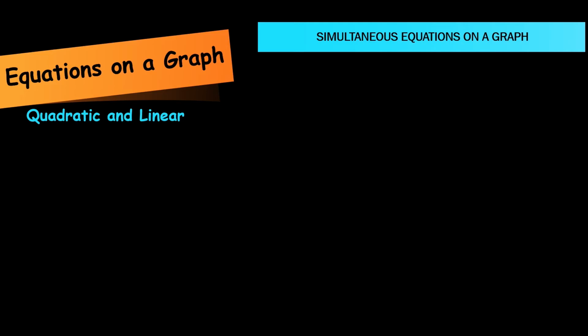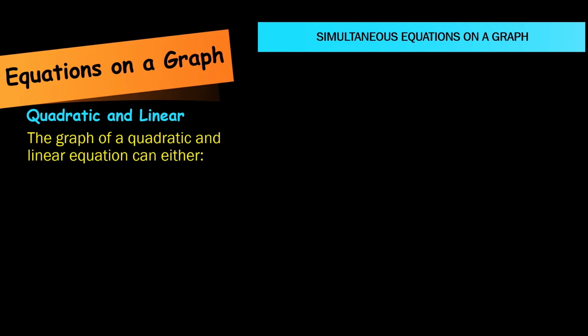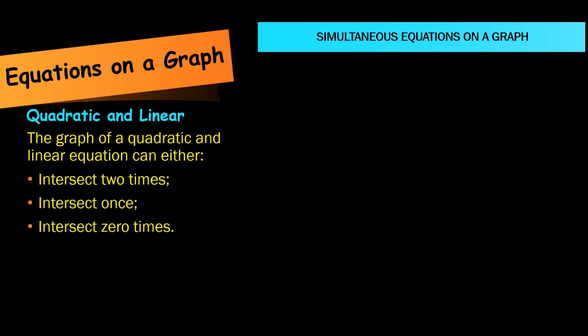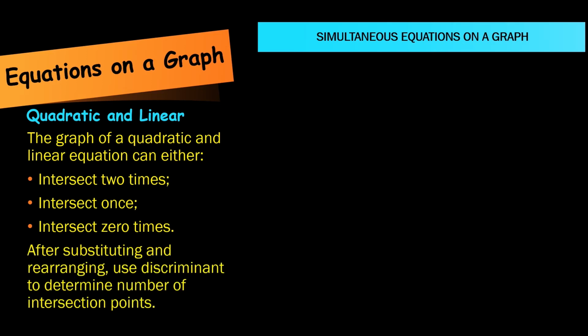Now let's take a look at quadratic and linear equations. The graph of a quadratic and linear equation can either intersect 2 times, or intersect once, or not intersect at all. After substituting and rearranging, use the discriminant to determine the number of points of intersection.